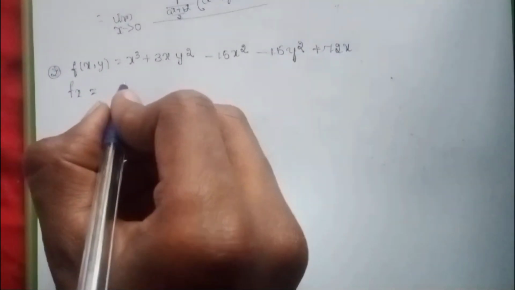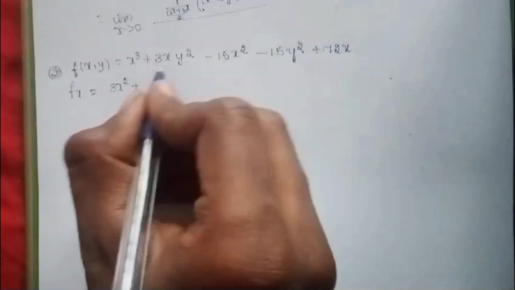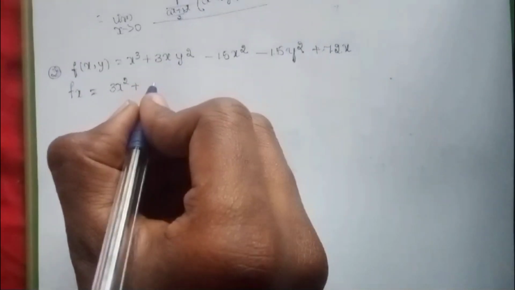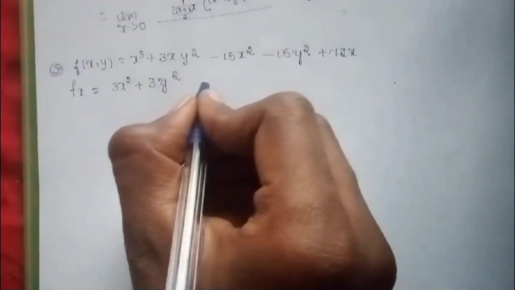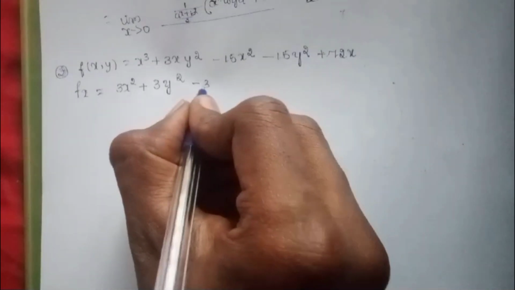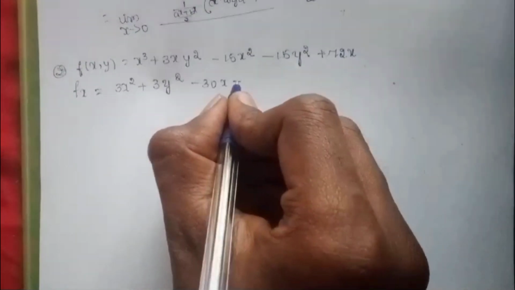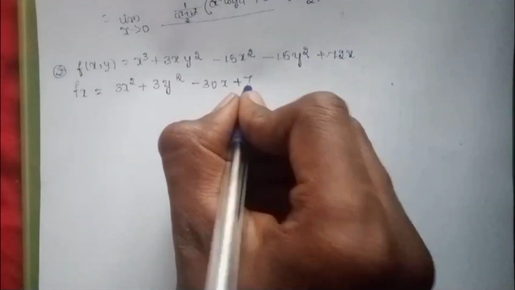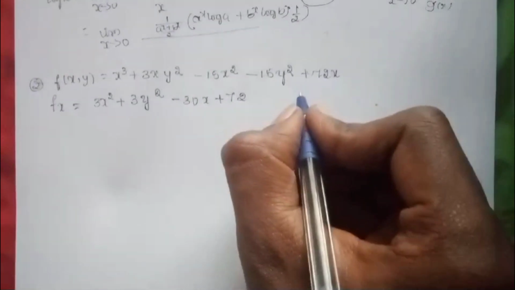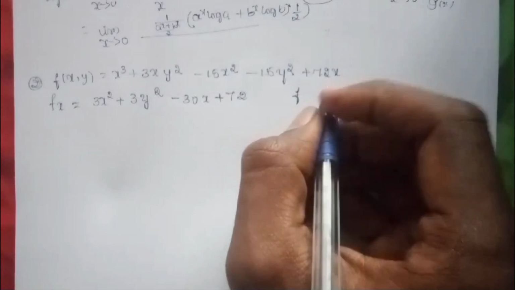The partial derivative of x cube with respect to x is 3x square plus, here there is a presence of x terms, then it can be written as 3y square minus 30x, here there is no x terms and this becomes 0, plus here there is an x term, differentiation of x with respect to x is 1, the remaining is 72, and differentiate the given expression with respect to y.